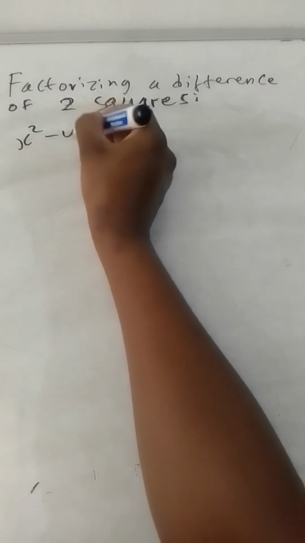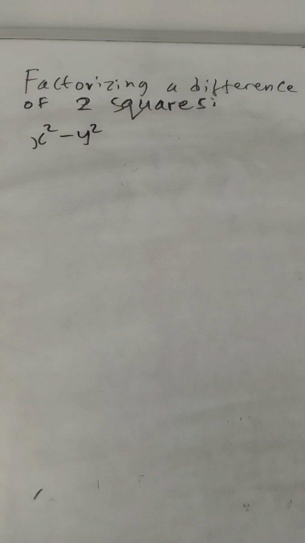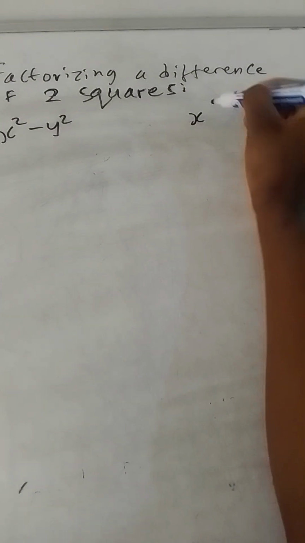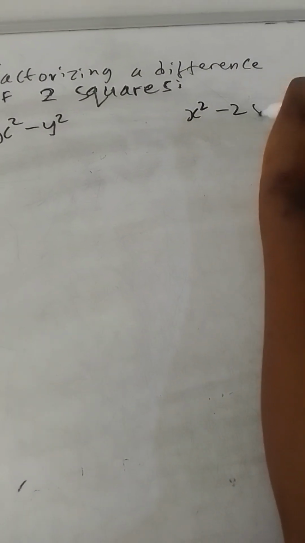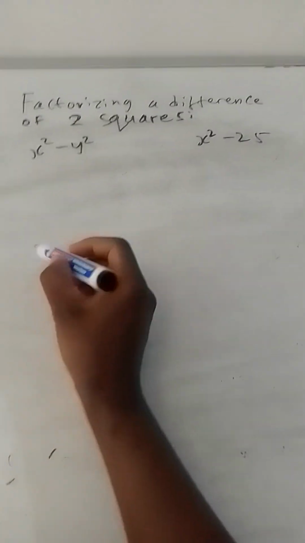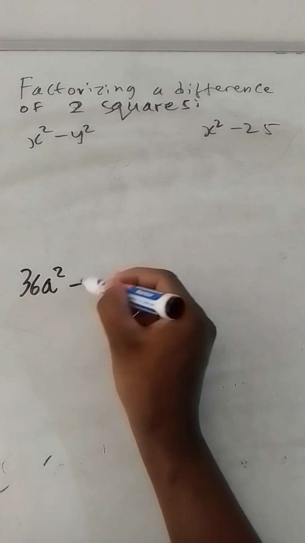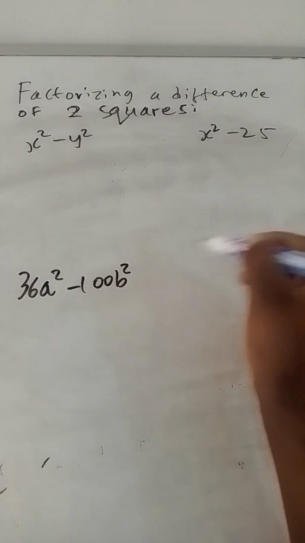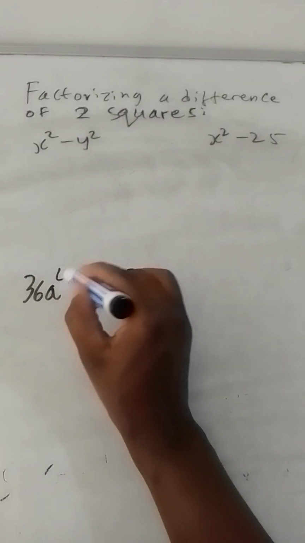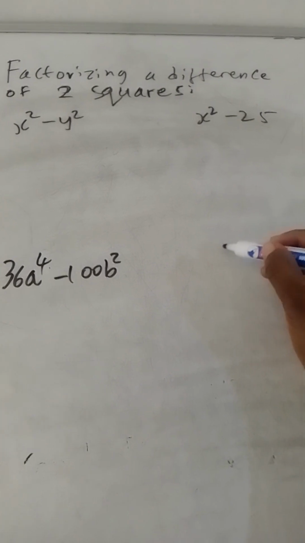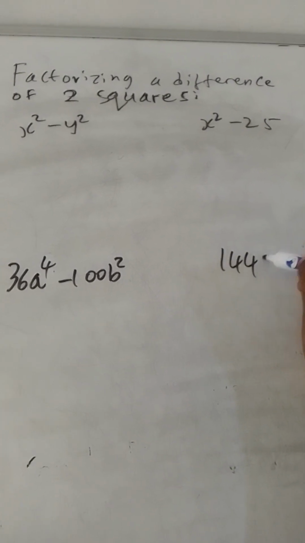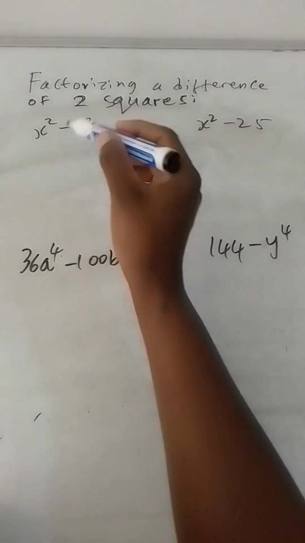We had x squared minus y squared. So here we had also x squared minus 25. Down here we will have 36a squared minus 100b squared. Well, a to the power 4, sorry. And then lastly we have 144 minus y to the power 4. So we're going to do them one by one. So let's follow the steps.